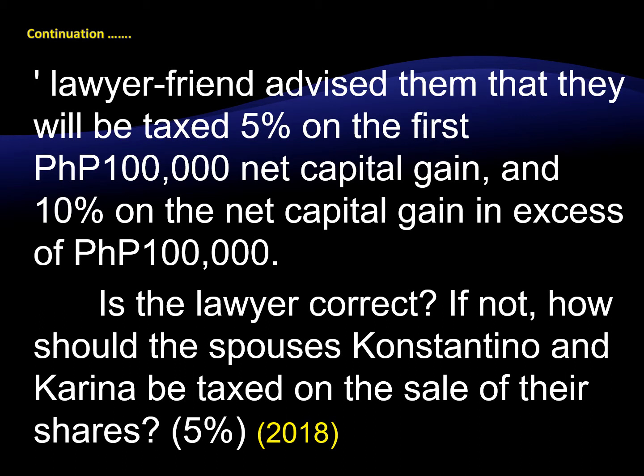Notice the question is very, very long. But if you go at once to the bottom of the problem, you would know again what is the issue involved. Like for example, is the lawyer correct? You wouldn't know, so you go back one sentence. If not, how should the spouses Constantino and Karina be taxed on the sale of their shares? Notice the second question points to the direction on how you're going to answer the first. Because decidedly, when you see the question, if not, then the mind of the examiner is that they are not going to be taxed in accordance with the advice of the lawyer.